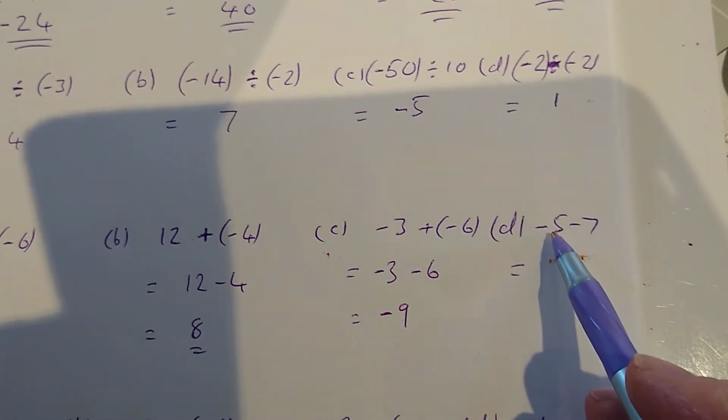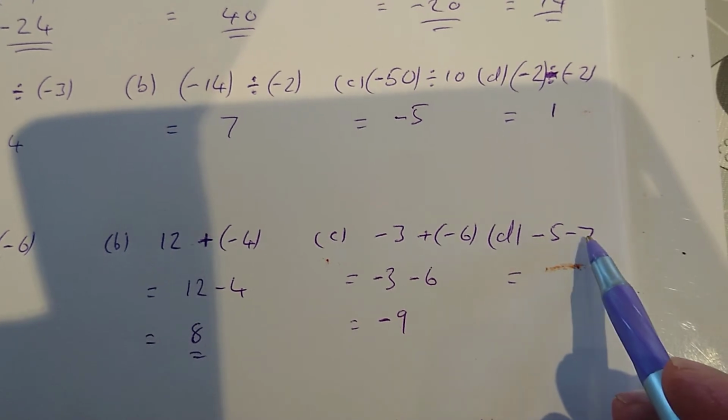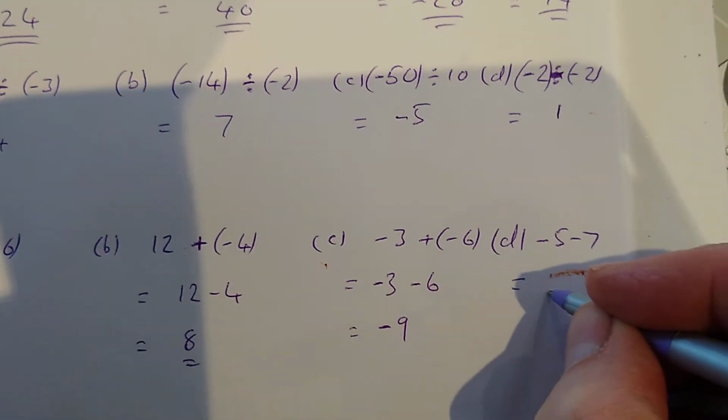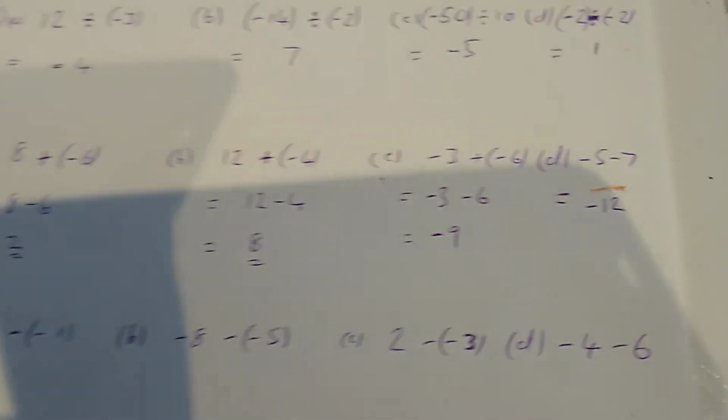So here, -5 subtract 7. So again, that's like taking £5 off somebody, then taking £7 off them. Overall, we are taking £12 off them.